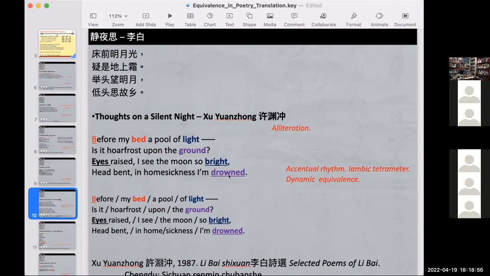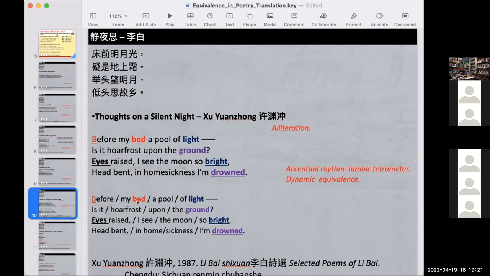homesickness, I'm drowned. You can feel that he kept this "drowned" to use it as an end rhyme. So you can see right away that this is not natural English. But as far as the rhythm is concerned, he did a great job. All right, he did a great job, and this is how I would scan it.